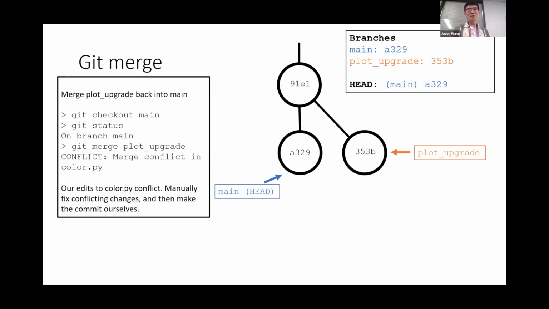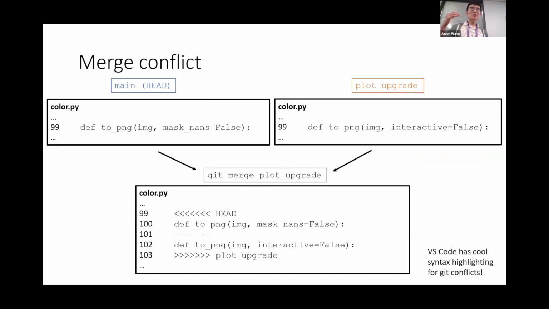So here's an example. Maybe on the main branch, to fix that nan color bug, we had to add this keyword mask nans into this function called toPNG or something like that. And maybe on the plot upgrade branch, to make things interactive, we also want an optional keyword. So we added this optional keyword interactive equals false. And they both happen at the same line of color.py. Git is not a programming thing. It doesn't know how to merge these things.